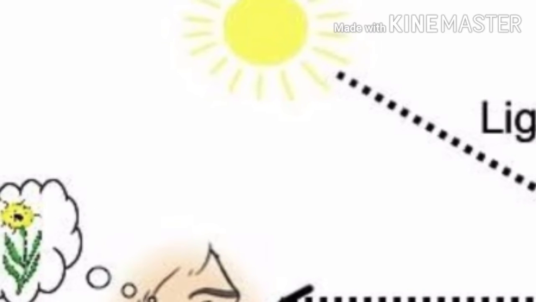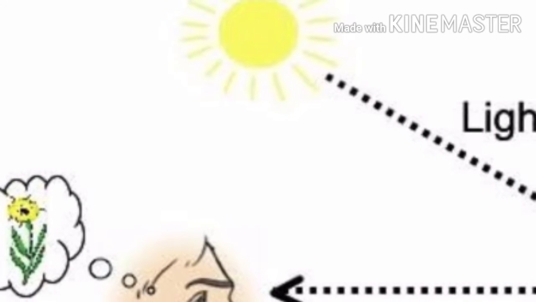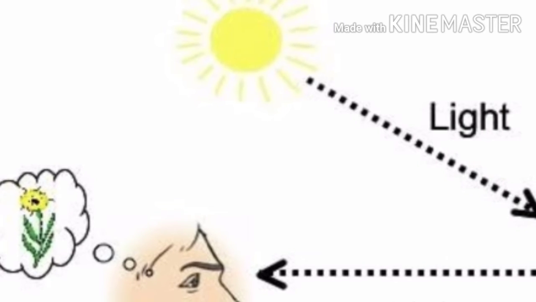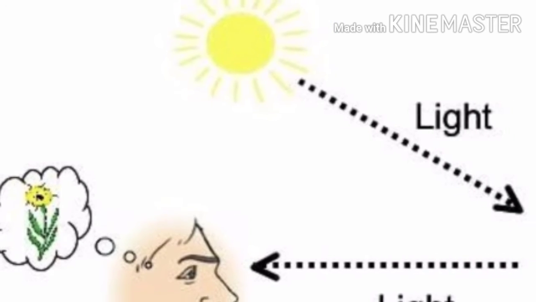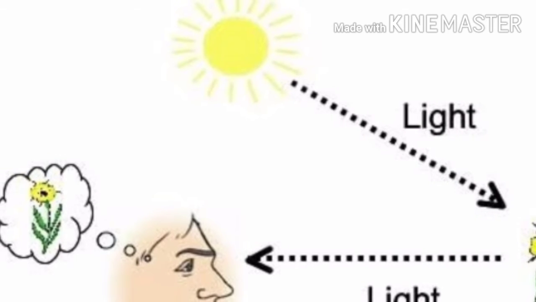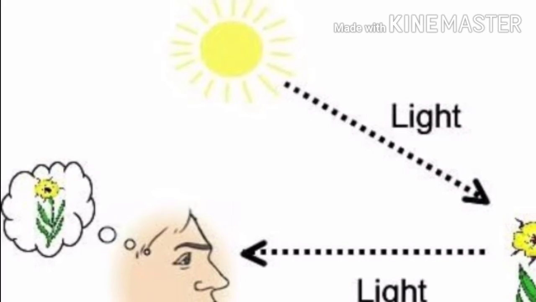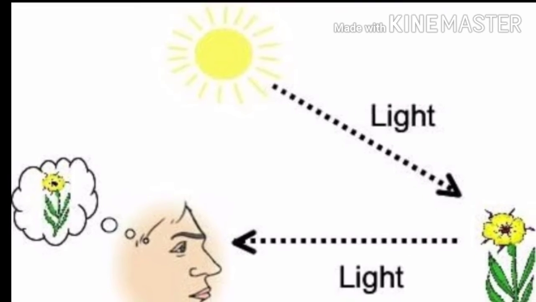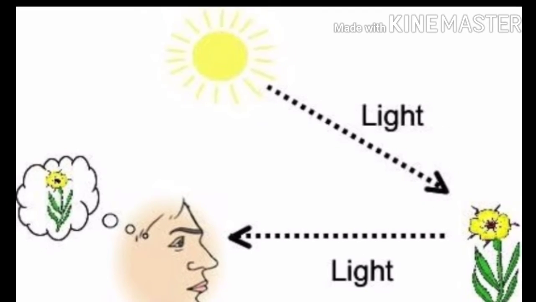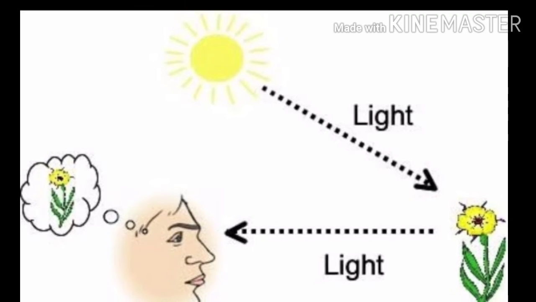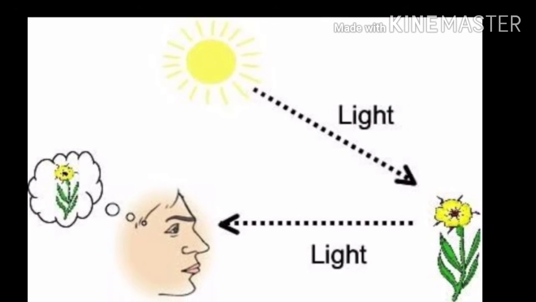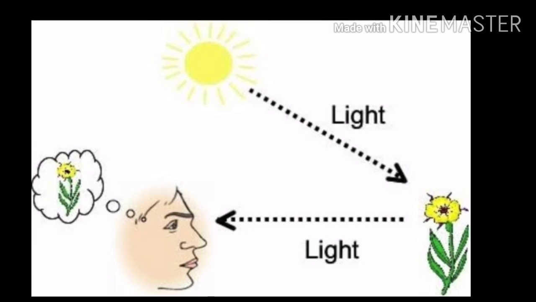Good morning, students. Today we are discussing refraction. Before that, we have to know how we are seeing some object, any object. When light hits an object and comes to your eye, only then can you see that object. That's why you are seeing objects in daytime.